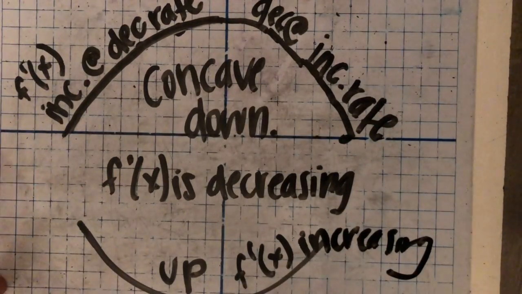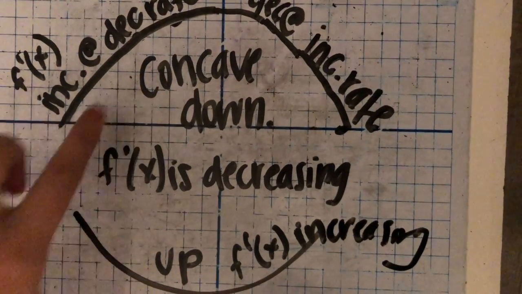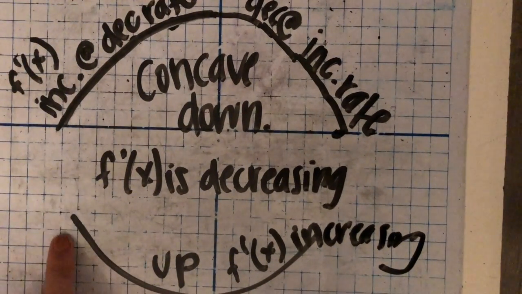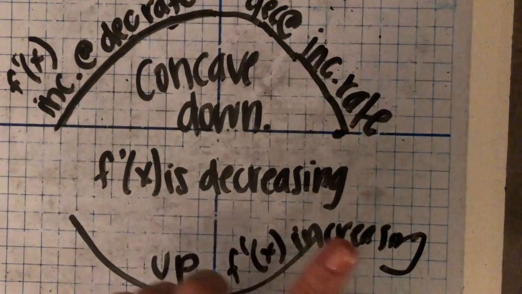And now we're going to do some example problems with that. So your concave down is when your derivative is decreasing, right? His rate started to decrease. Here, the derivative is increasing. We're getting faster as we go, okay?